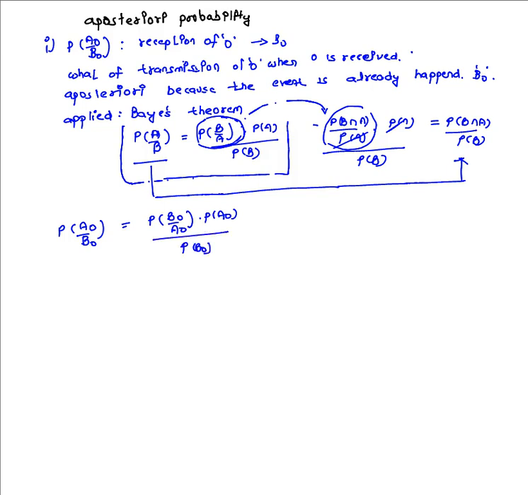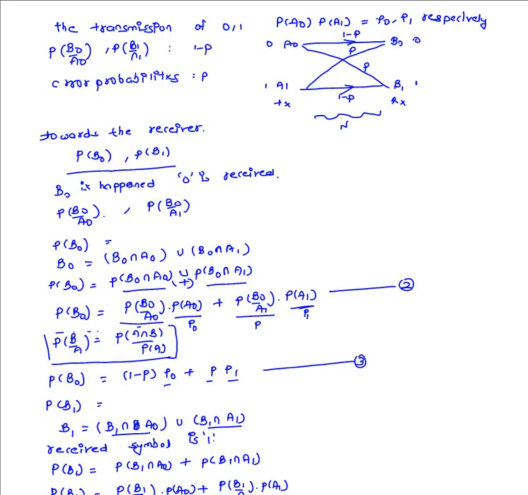From the previous page, if we remember, we have deduced the expression for P of B naught using the total probability, P of A naught, and also P of B naught divided by A naught. The probability P of B naught divided by A naught is the correct probability, that is 1 minus P. P of A naught is assumed to be P naught, and P of B naught we have deduced in the previous page. So let's go to the previous page and have a look at that.